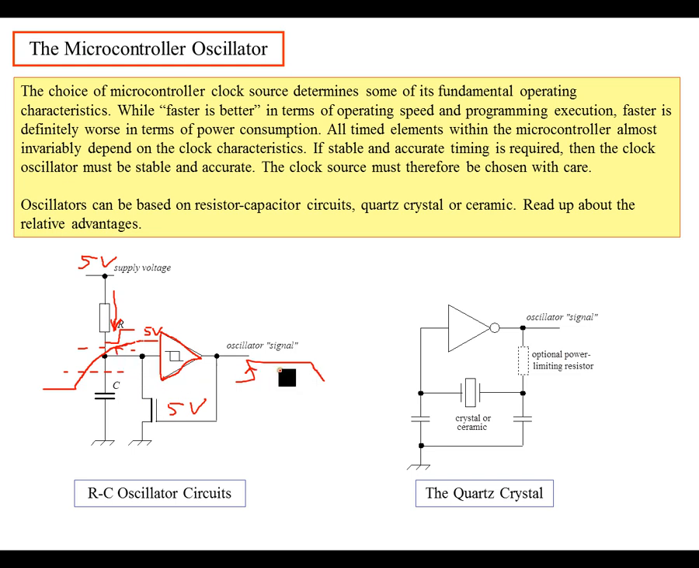So the input is going to start to discharge. Now when the lower limit of the Schmitt trigger is met, the output is going to go low. So at this point the output goes low quickly, and then the cycle is going to repeat again.